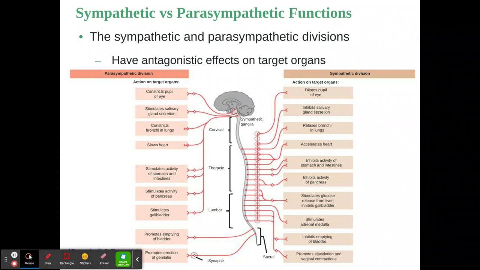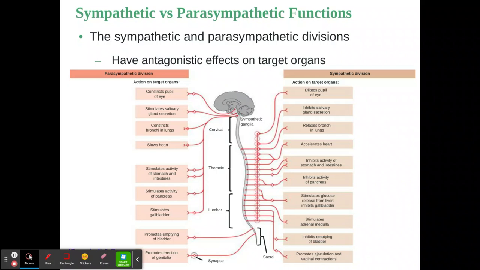The parasympathetic division will stimulate activity of the pancreas, and opposite again, the sympathetic division will inhibit the activity of the pancreas. The parasympathetic division will stimulate the gallbladder, whereas the sympathetic division will stimulate glucose release from the liver and therefore inhibit maybe the gallbladder. The parasympathetic division will promote emptying of your bladder, making you go to the bathroom, whereas the sympathetic division will inhibit the emptying of the bladder. And then the last one, the parasympathetic division will promote erection of genitalia, whereas the sympathetic division will promote ejaculation and vaginal contractions.